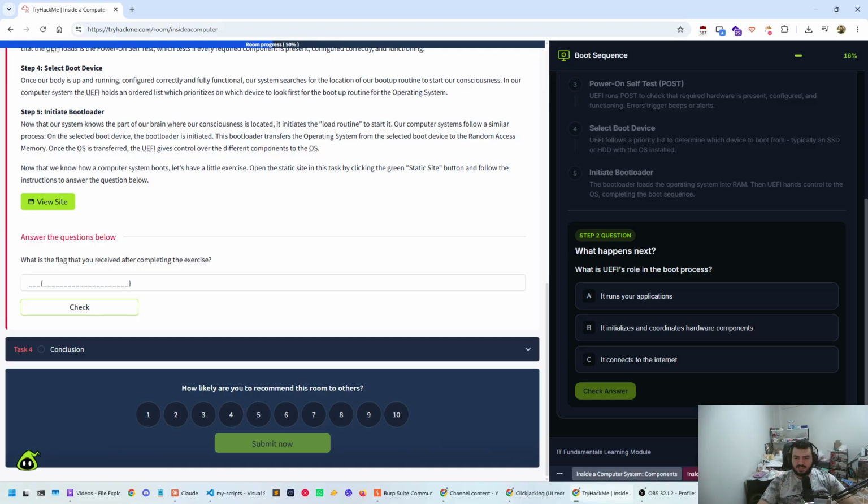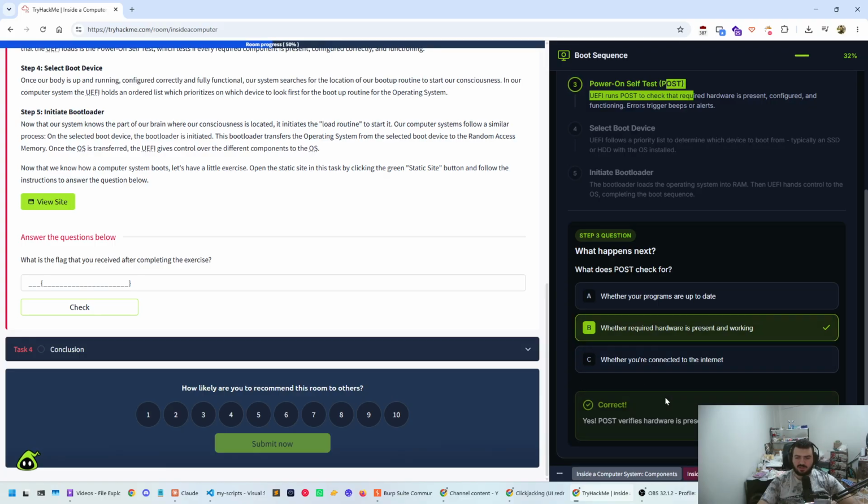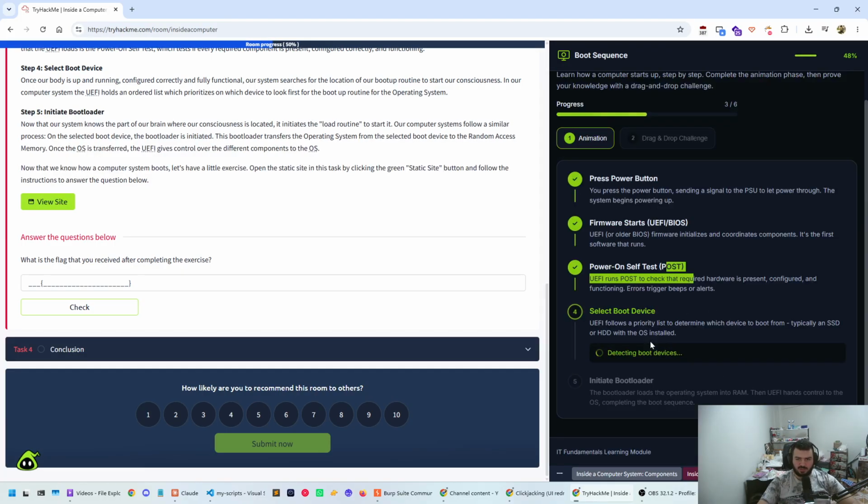So what is the UEFI's role in the boot process? It runs your application, initializes and coordinates hardware components, and connects to the internet. Of course, it's B. It initializes and coordinates hardware components. Power on self-test, or POST, checks whether required hardware is present and working. This is what POST is. Connecting to the internet? No internet connection is needed when you start your machine, by the way.